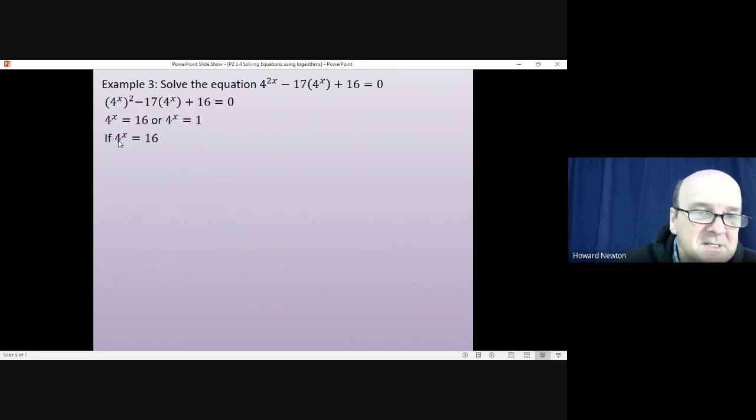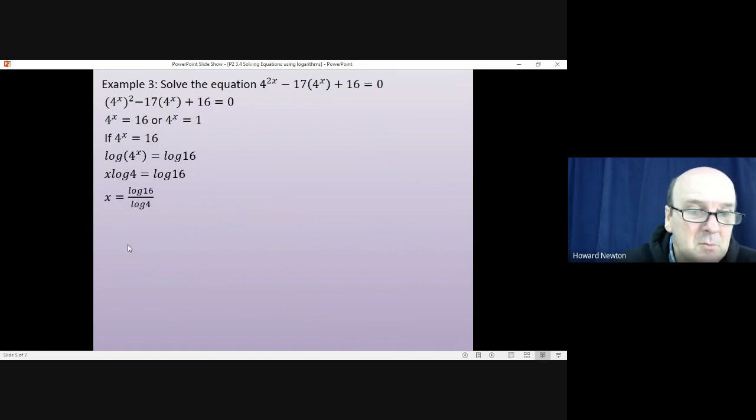So the first possibility is 4 to the power of x equals 16. If the power is an unknown, we take log of both sides. So log of 4 to the x is equal to log of 16. The power then comes down to the front. We get x log 4 is equal to log 16. Then we divide through by log 4, which gives us x equals log 16 over log 4. That you put in the calculator, you'll get x equals 2 for the answer.